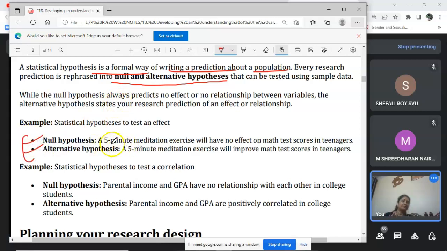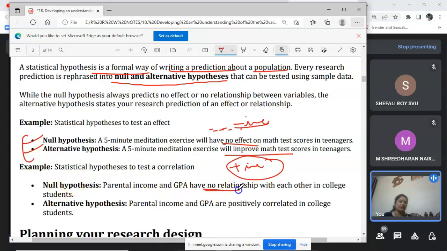These are the answers. A 5-minute meditation exercise will have no effect on maths. That is negative, or basically when no such result is there, that is called null hypothesis. Will improve, that is, a positive result or some result is there, that is called alternative. Fine.